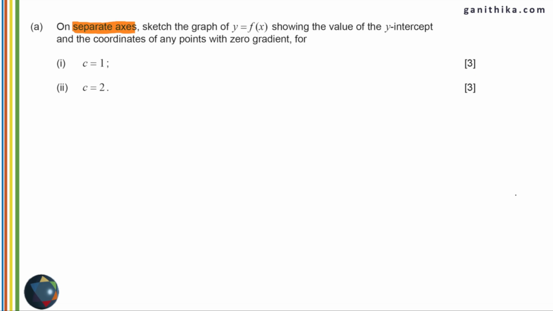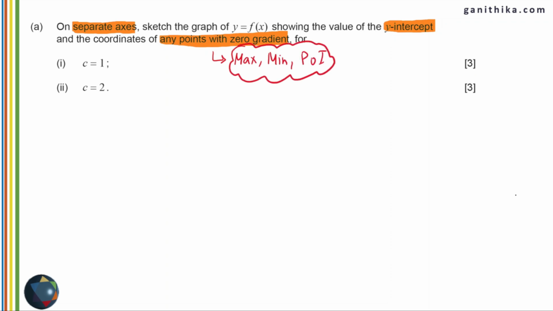And coming to the question, in this graph, you need to show the value of the y-intercept and the coordinates of any points with zero gradient. What do you mean by points with zero gradient? These points are maximum, minimum, or points of inflection, which means we are trying to find the coordinates of the maximum point, the coordinates of the minimum point, and the coordinates of any stationary points of inflection. So these are the three things we are going to consider along with the y-intercept.